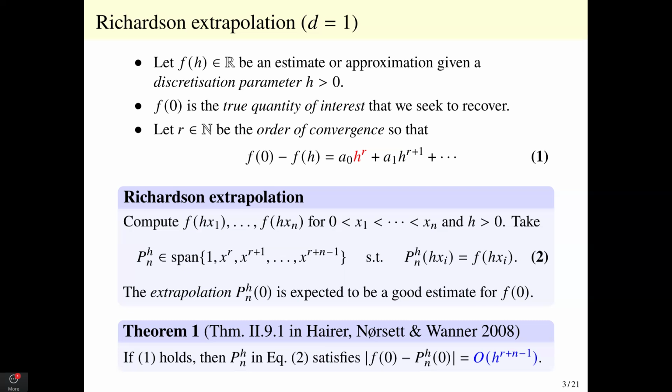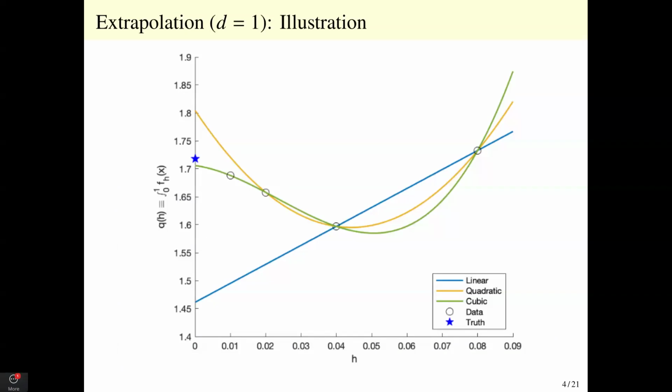So let me, I have a picture about this. This is not exactly the same method, but the principle is the same. Here you're running your numerical method with four different discretization parameters, and then you can form a linear fit. This point here would be your approximation to the true quantity of interest. But of course, you can go to higher orders, to quadratic fit, cubic fit, and so on. And in this particular case, you can see that if you go to higher orders, you get a better fit.